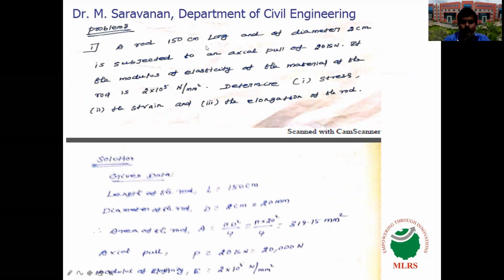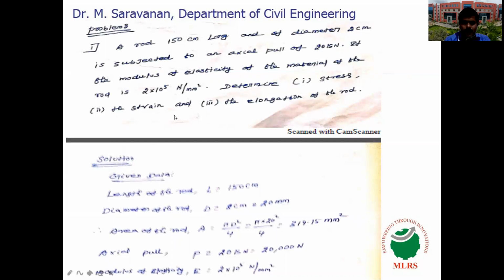A rod 150 centimeter long and of diameter 2 centimeter is subjected to an axial pull of 20 kilonewton. So an axial pulling load of 20 kilonewton. If the modulus of elasticity of the material of the rod is 2 into 10 power 5 Newton per mm square, determine the stress, strain and elongation of the rod. So they are asking the stress, strain and elongation of the rod.